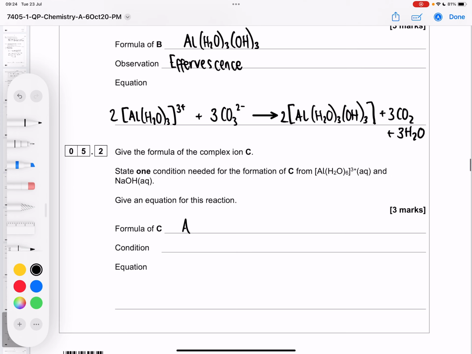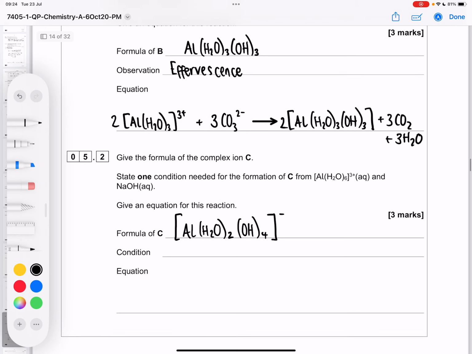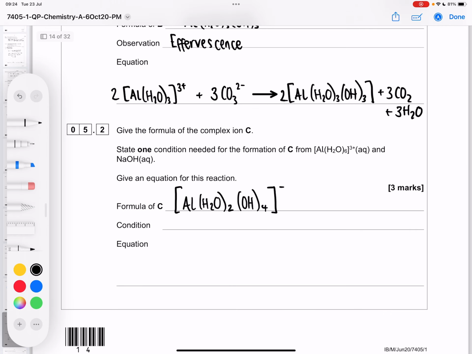formed when you remove yet one more proton. So you have 2 waters and 4 OHs and a 1- charge. That would be our formula of C. And the condition is that we have to have excess NaOH, so we keep adding it until it's in excess.